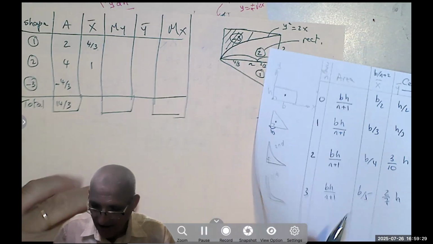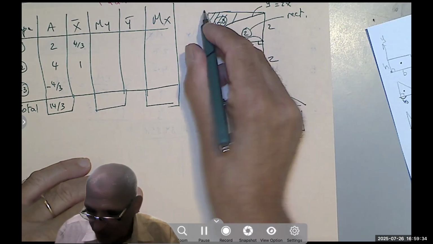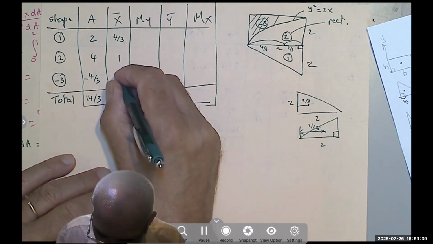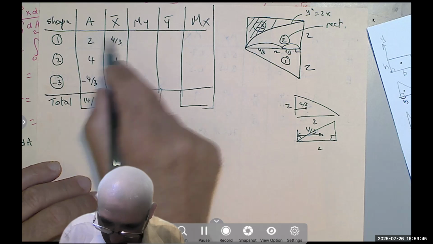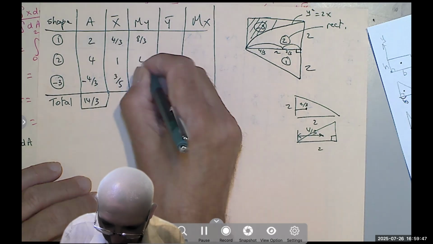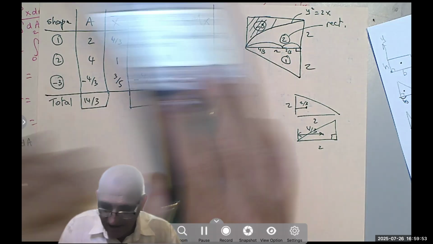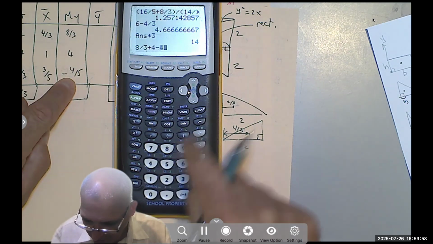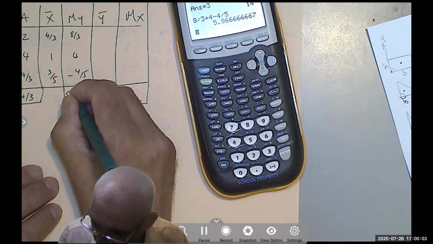But this is the x. Yes, it's 3/10 of 2, right? 3/10 of 2 is 3/5 or 0.6. Let's write it 3/5. And now I can multiply to get my mx. This is 8/3. This is 4. The 3 and the 3 cancel, and this is negative 4/5. So let's calculate that. 8/3 plus 4 minus 4/5 equals 5.866.